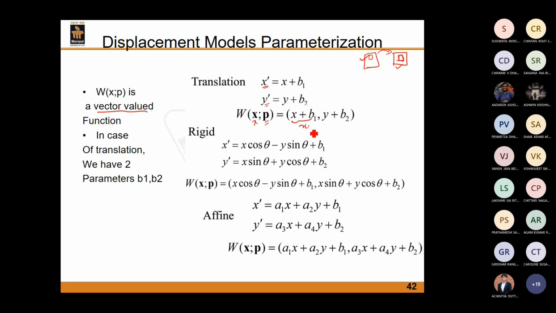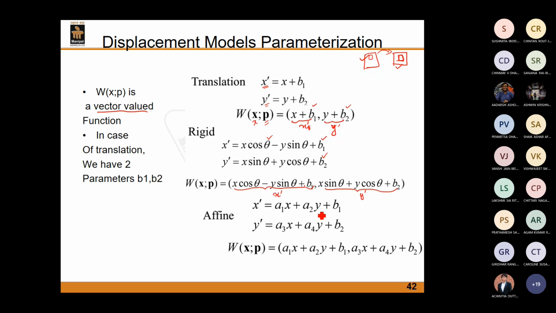So basically this is my x dash here, and this one is my y dash, right? And the parameters that I have here are b1 and b2. Okay, now if I'm taking a rigid transformation, let's say, then if you look at the formulas, you'll see that I have the parameters as theta, b1 and b2. Okay, and how I can write the vector valued function is shown over here. So again, till here is my x dash, and this is my y dash.